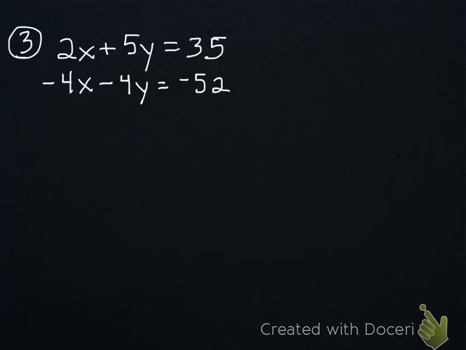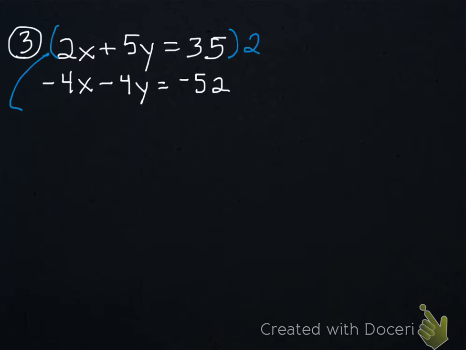Number 3. Start by looking at the coefficients. The x's, I have a 2 and a -4. The y's have a 5 and a -4. So the x's, I would only have to multiply the top equation. With the y's, I'd have to multiply both. So let's multiply the top equation. What would I multiply 2 by to get a 4? Right, I would multiply by 2.